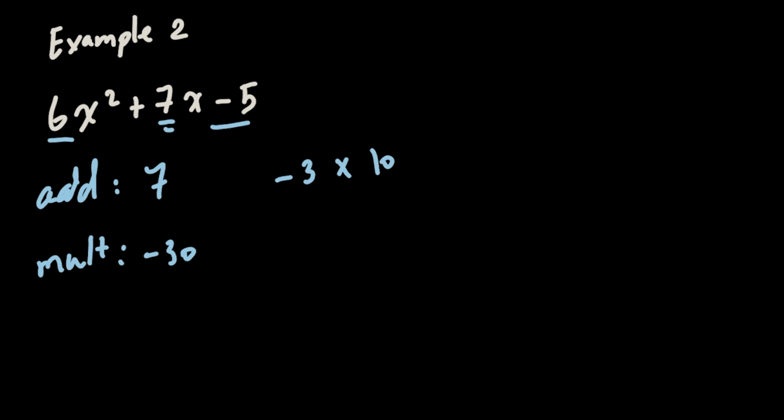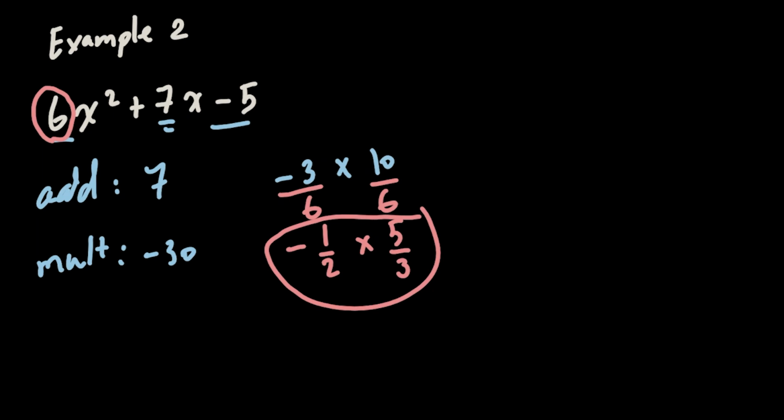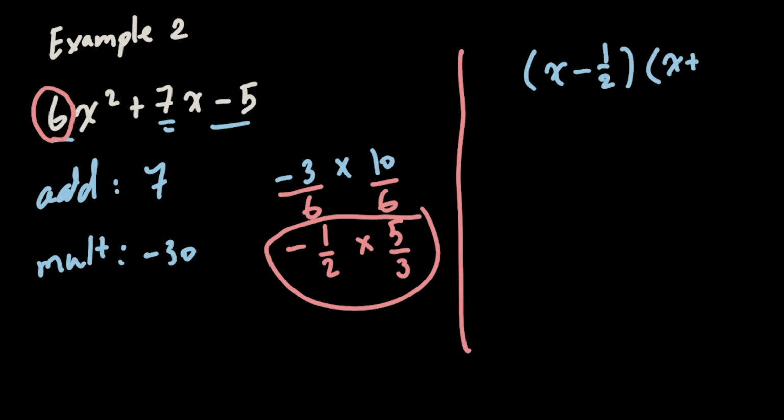We'll take these two numbers and divide them by the coefficient of x squared, so we'll divide them by 6. Here we will get minus 1 over 2, and here we will get 5 over 3. So we will take these two numbers and use them. We will have (x minus 1/2) multiplied by (x plus 5/3).